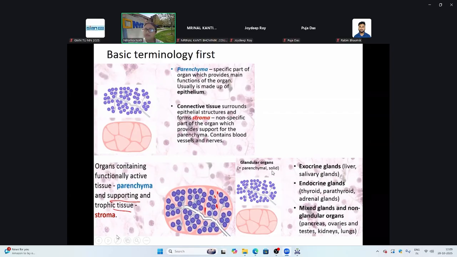And the parenchyma can also be endocrine glands. Endocrine glands means that the thyroid dumps all its stuff, like the thyroxine, in the blood vessel. Parathyroid, whatever it makes, goes in the blood vessel. The adrenal glands make adrenaline, and it goes in the blood vessels. So with endocrine glands, everything goes in the blood vessels.